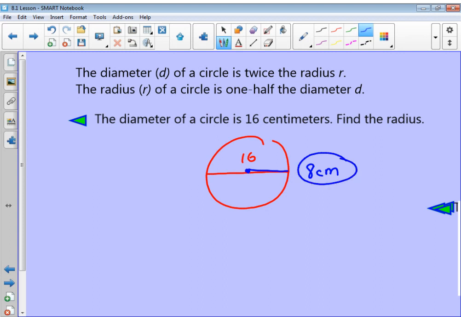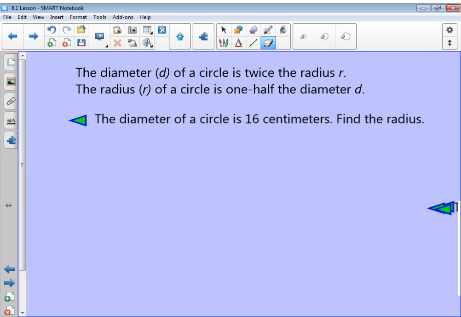You should have gotten 8 centimeters because we only wanted half of the distance. Okay, so that's working with just identifying the radius and the diameter of circles when given different units.